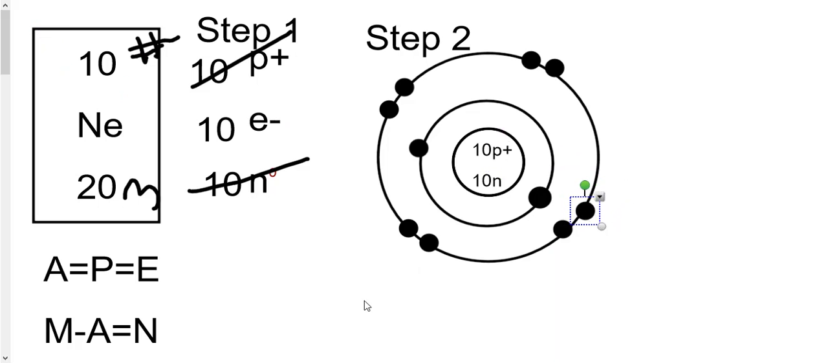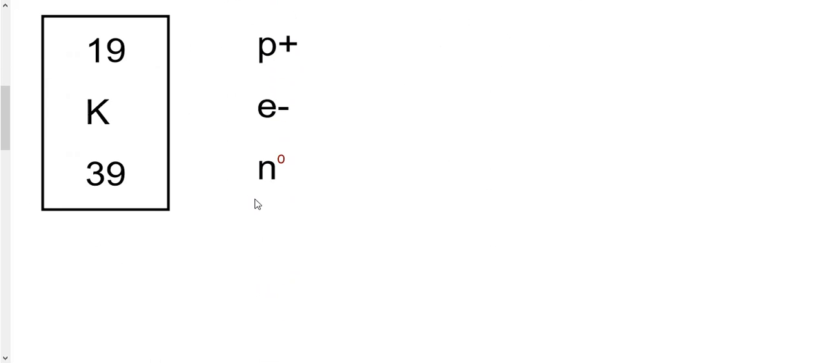There, my friends, is a model of a neon atom. It shows the protons in the center, the neutrons in the center. It shows 2 electrons maxing out the inner, and then we put the remaining 8 on the outside. Let's try this again, but a little bit faster this time.